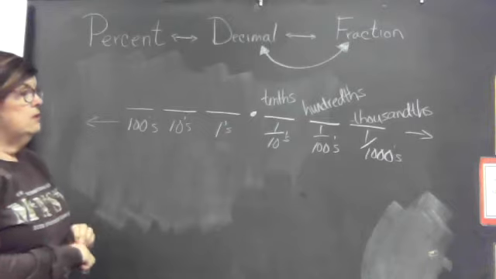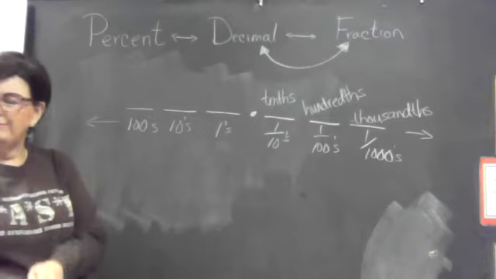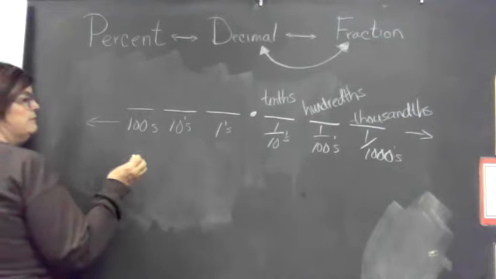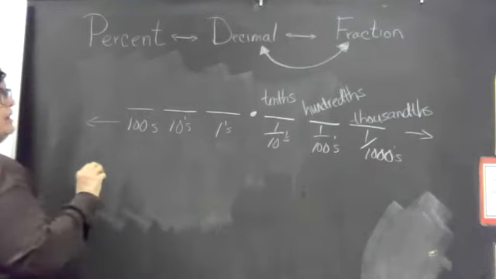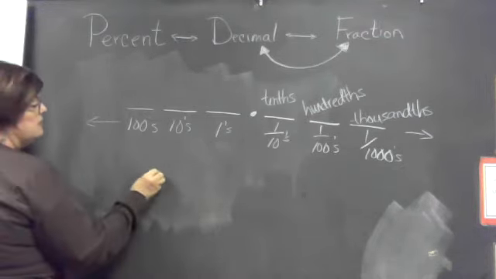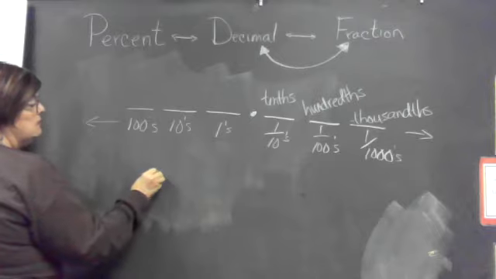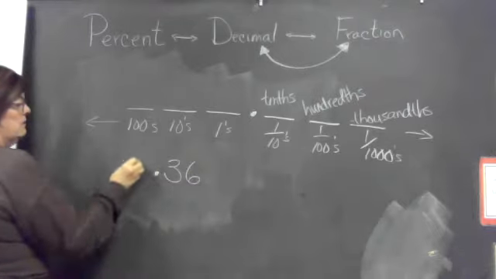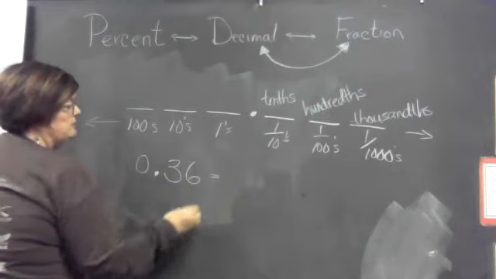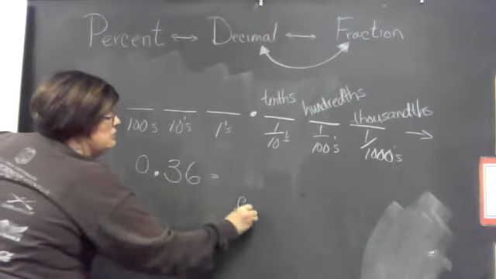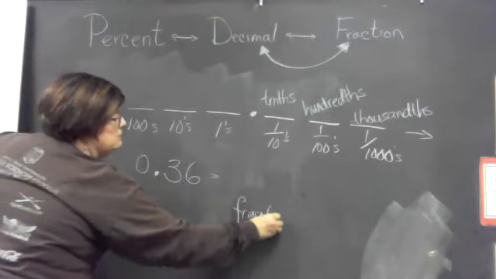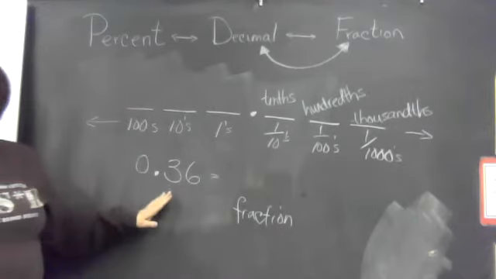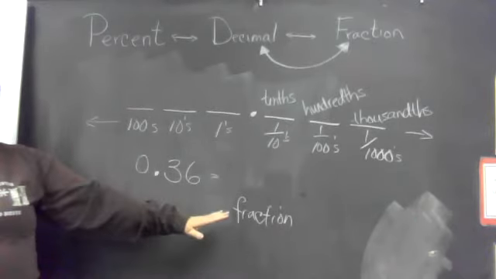So now, if I have a decimal, here's a decimal. I want it changed to a fraction. Here's how you do it. I'm going to change this decimal to a fraction.